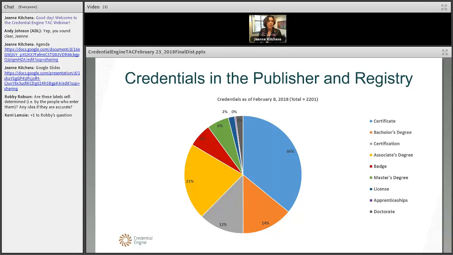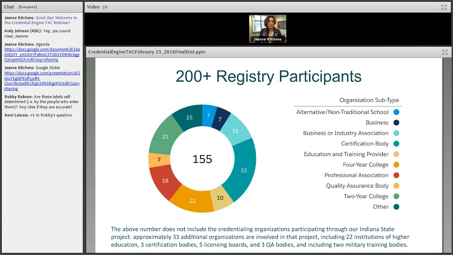I also just want to mention that with the Capella credentials, it's a mix of all the degree types, bachelor's and on up, and certificates as well. So I can't wait to see those pop into the registries.